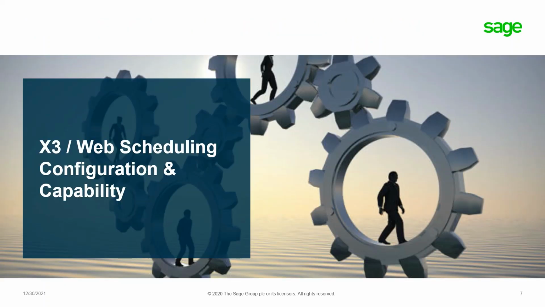Before we head over to X3 and web scheduling, let's review the key elements necessary in defining and utilizing the finite capacity of resources within X3 and web scheduling. First, we'll take a look at X3 Work Center configuration to define our resources capacity, X3 product routing configuration to create an accurate work order production plan, and lastly, let's review some of the key web scheduling capabilities that make it such a dynamic scheduling solution.